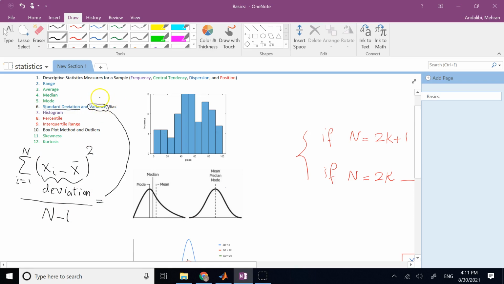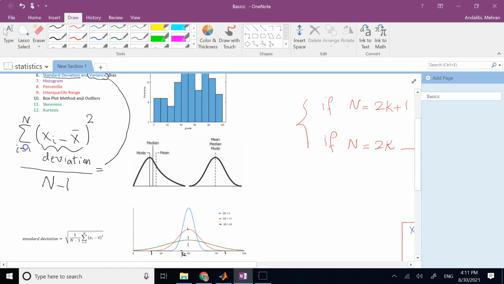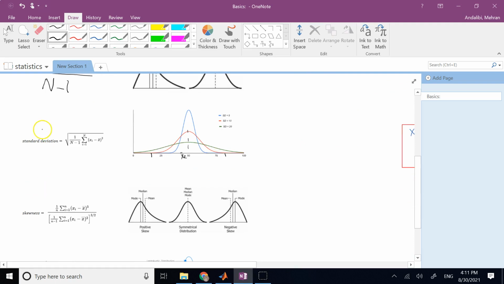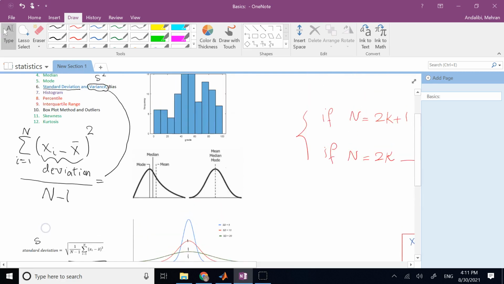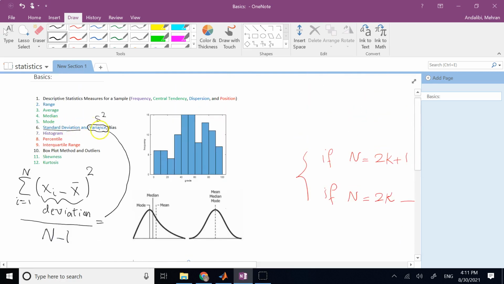variance. So if this entity is the variance, that you might show by s squared or sigma squared, then the standard deviation s is what? It is the square root of the variance. Some people might use variance, some people might use the square root of that, the standard deviation, as a measure of what? The spread of the data. Okay, so the definition of standard deviation and variance is quite clear.